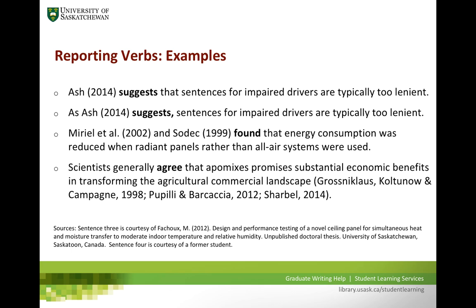I wanted to show you the second use of suggests here with as, because when a reporting verb like suggests or argues or contends is used with as in this way, then it has a completely different meaning. In this sentence, writing as Ash suggests, and then sentences for impaired drivers are typically too lenient, the writer is saying, I agree with Ash. I agree with what Ash suggests. So if you use this phrase, as plus author name plus reporting verb, then you are actually stating agreement.